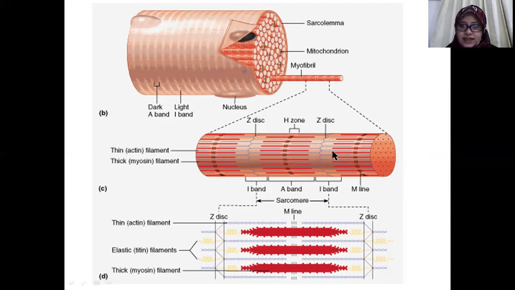So we can say a sarcomere consists of one A-band and, on each side, a half I-band.